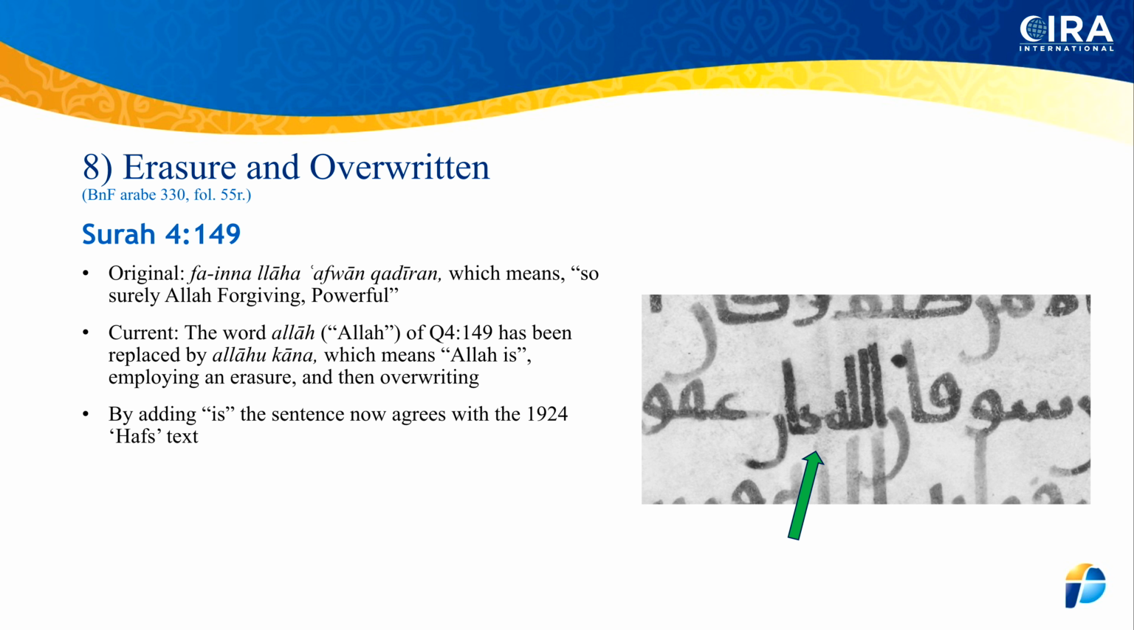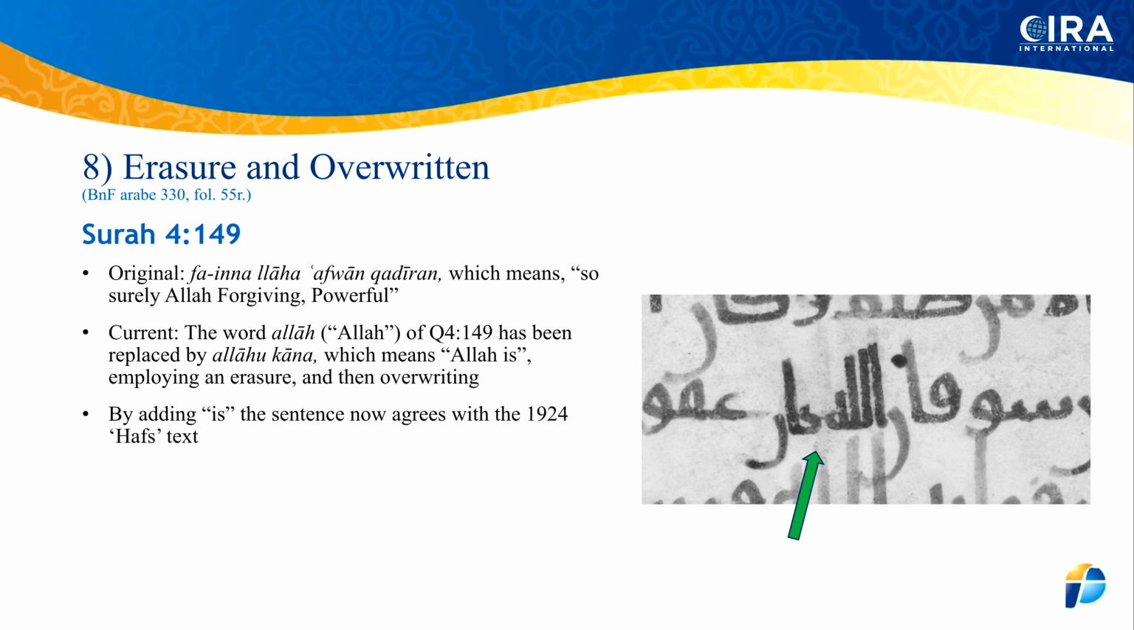Why don't you read the original there? The original says, "fa-inna lillahi afwan qadiran," which means, so surely Allah forgiving, powerful. Allah forgiving, powerful. You can see there's a problem there. And I think he meant ghafuran, "fa-inna Allaha ghafuran qadiran."